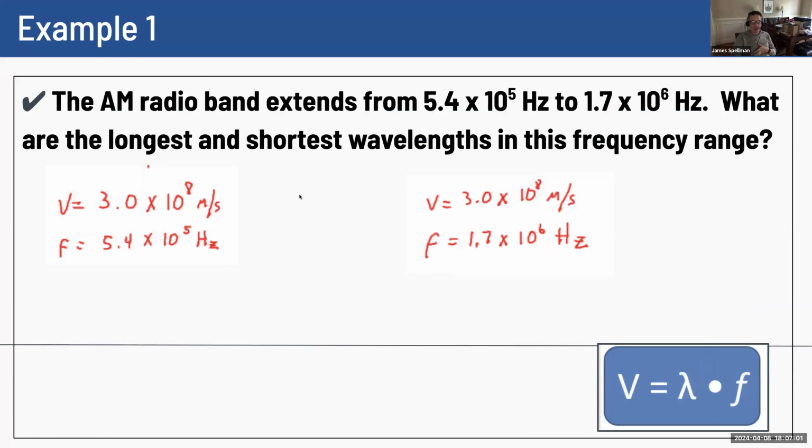So on the left-hand side, we know the velocity, again, because it's an electromagnetic wave, so it's 3.0 times 10 to the 8th. And we know the frequency, which is 5.4 times 10 to the 5th hertz. Likewise, for the second wave, we've got the same velocity, which is 3.0 times 10 to the 8th, and the frequency in this one is given to us. So we're given a velocity, we're given a frequency, and what we need to do is to find the wavelength. So we take our original formula, we need to get wavelength by itself, which means frequency, the F needs to go to the other side. So our rearranged formula is going to look like this.